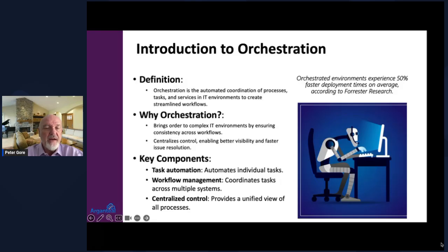So one of the things we'll talk about as we go through here, obviously, are the different components of orchestration: task-based, which is more around automation; workflow management, which is where we're getting into orchestration and we're building the workflows for our environment; and then the centralized control that we talked about.